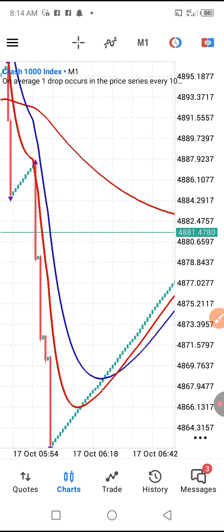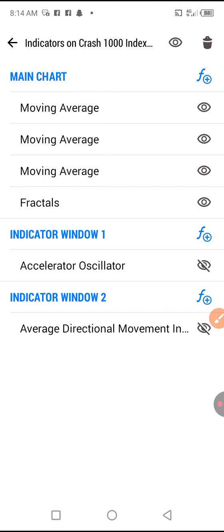So let's go to our indicators. Okay, guys, the indicators are here. We have our moving average and fractals. But in this video, we are not using fractals. We are only using the moving averages, the accelerator oscillator, and the average directional movement index. That is what we are going to use in this strategy. So let me show you the indicators.